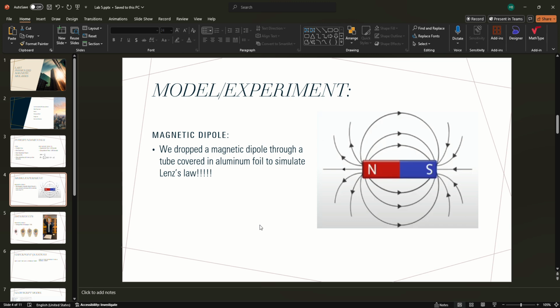This is our model. Just to emphasize, this is about a magnetic dipole, so a pretty strong magnet we're using, a ferrous one that is actually extremely strong. It's hard to pull two of them apart with a dipole magnetic field. And the tube we actually dropped it in was an aluminum foil tube. We'll see in a second here. It simulates Lenz's law to a pretty accurate degree.